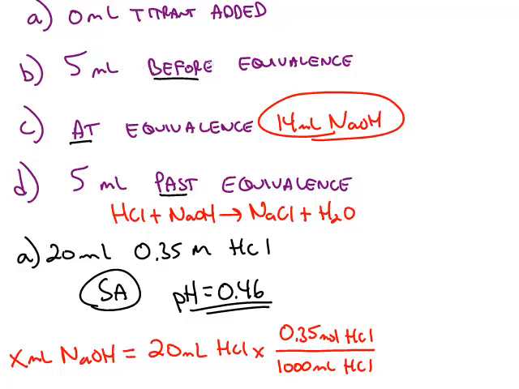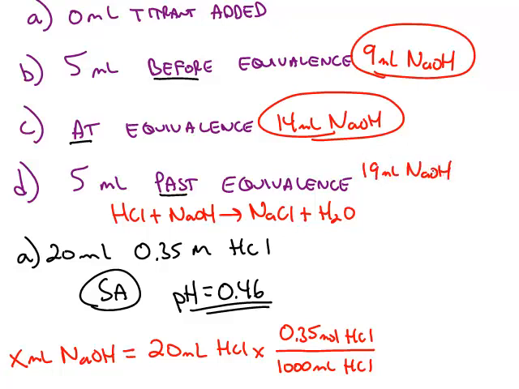Point B, 5 milliliters before equivalence, another way of saying that is 9 milliliters of titrant added. And point D, 5 milliliters past the equivalence point, would be 19 milliliters of sodium hydroxide added.